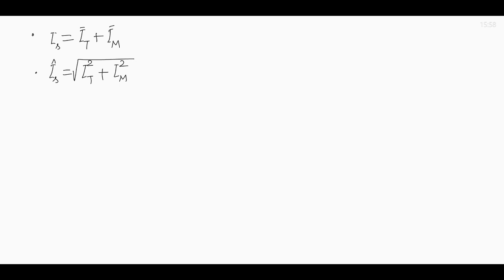IS phasor is IT phasor plus IM phasor. So, IS peak is root of IT square plus IM square, that is root 2 times IS, the RMS stator current. IS is the RMS value of the stator current. So, the peak stator current is root 2 IS, that is square root of IT square plus IM square. And all the time the phasor equation is defined like this: IS phasor is IT phasor plus IM phasor.